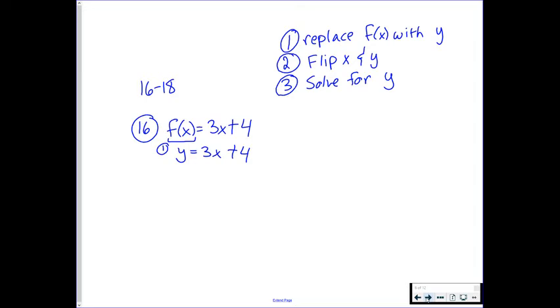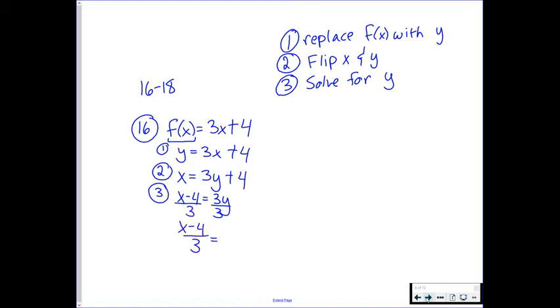Second step, flip x and y. So now this equation is x equals 3y plus 4. And the third step is solve for y. I'm going to subtract 4 from both sides and divide by 3. So (x minus 4) over 3 equals y. Because we're finding an inverse though, I'm going to use that inverse notation we learned about, f inverse of x. That's how you find the inverse of a function.